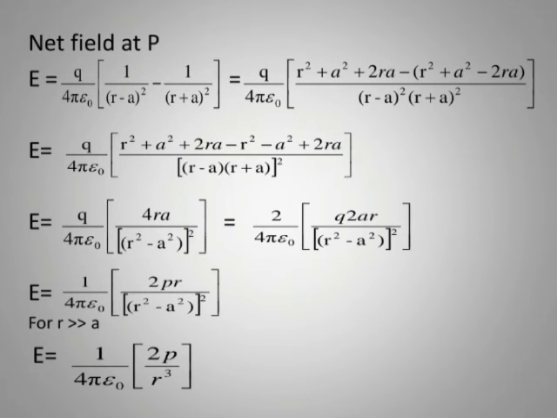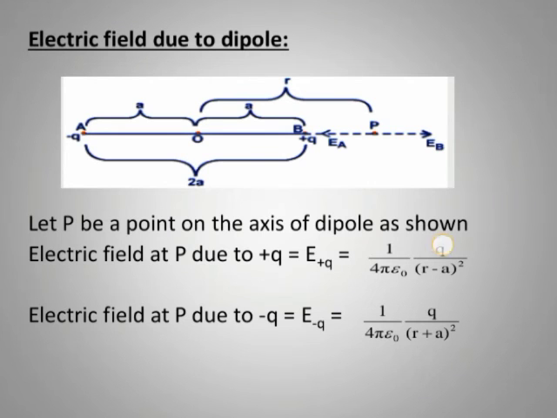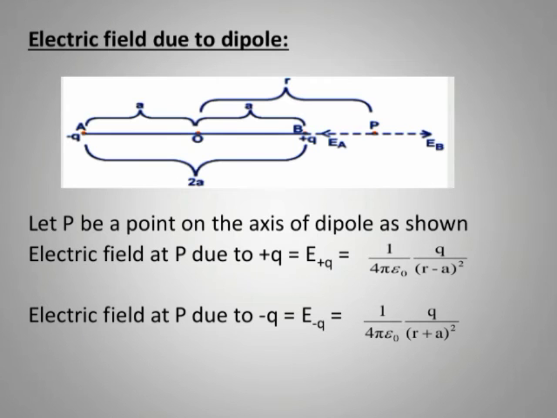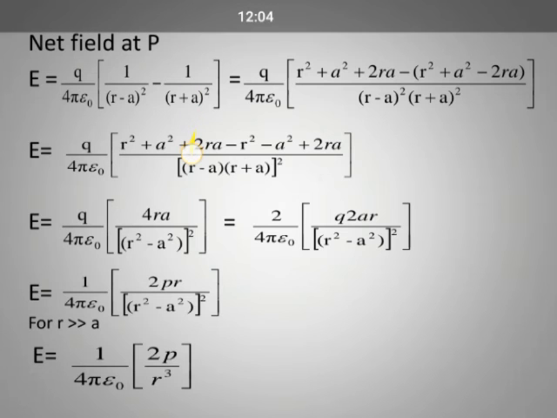So now what you're getting, E is equal to Q divided by 4 pi epsilon naught, which is common. The negative sign is there. So what is the remaining thing? 1 divided by (R minus A) the whole square, minus, why minus sign? I told you, remember, the negative sign should come over here. So minus 1 divided by (R plus A) the whole square, you just put.